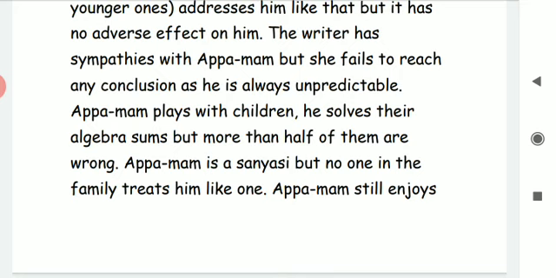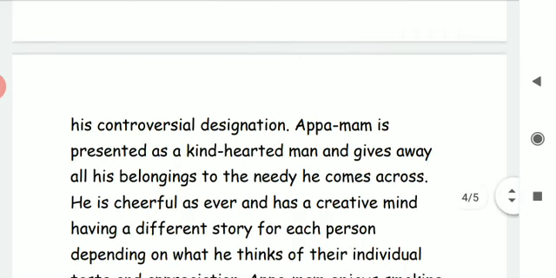Appa-Mam is a sannyasi, but no one in the family treats him like one, because everybody in the family rejects that he is a sannyasi at all. Appa-Mam still enjoys his controversial designation. He is enjoying it when he himself says that he is a sannyasi, and he is involved in some sort of meditation, and he is living a very difficult life in the mountains and other areas. But when he returns home, he is simply sitting on a comfortable chair, smoking the bidi and wearing a dhoti, and looks like a person who loves to be in comfort.